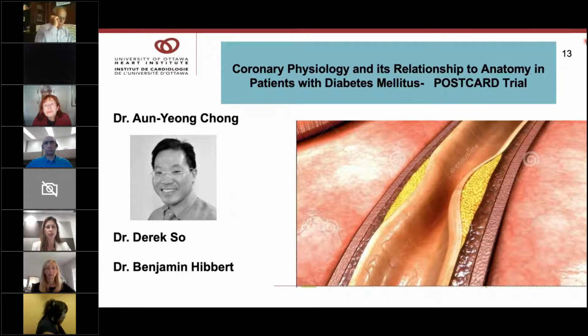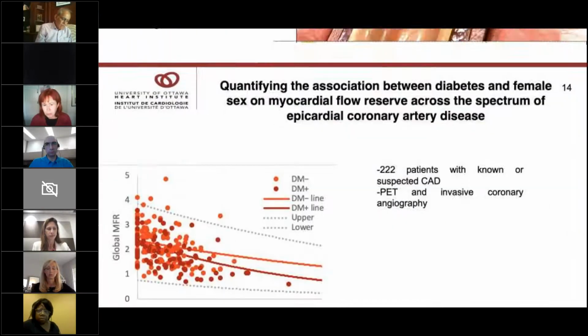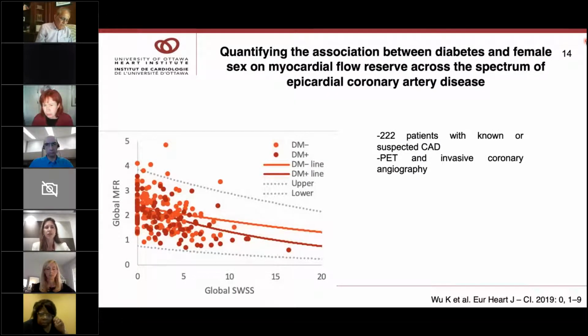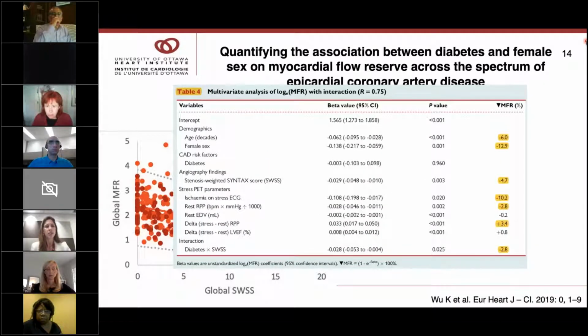So this is what Dr. Chong is studying here in the postcard trial: the coronary physiology and its relationship to anatomy in patients with diabetes. Diabetic patients tend to have more diffuse CAD and associated microvascular dysfunction compared to non-diabetic patients. This previous study from our group showed that in diabetics, flow reserve decreases more rapidly with increasing extent and severity of epicardial disease. A multiple linear regression model was developed to predict MFR based on clinical risk factors and imaging results. We can see that age and mainly female sex, among other variables, were associated with reduction in MFR, independent of the combined extent and severity of epicardial disease.